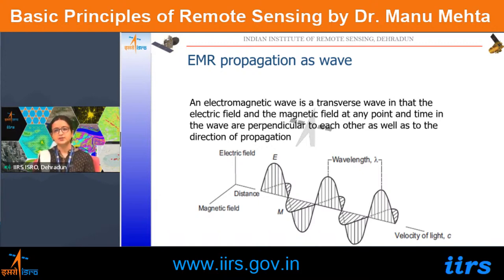Why transverse? Because the energy is flowing in a direction perpendicular to the oscillation of the fields. It's a transverse wave in which the electric field and magnetic field at any point in space and time in the wave are perpendicular to each other as well as to the direction of propagation.